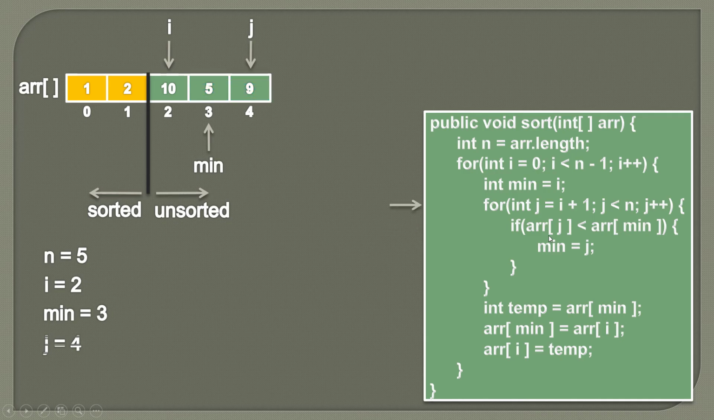We'll increment j by 1. So j becomes 5, which is out of bounds of this array. And here 5 is not less than 5. So this condition comes out to be false and our for loop will terminate.